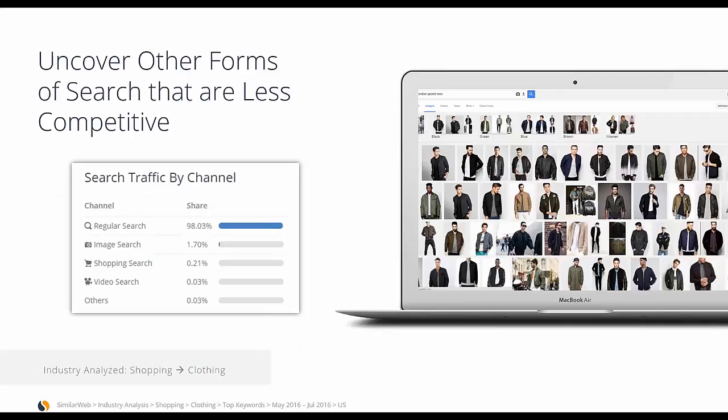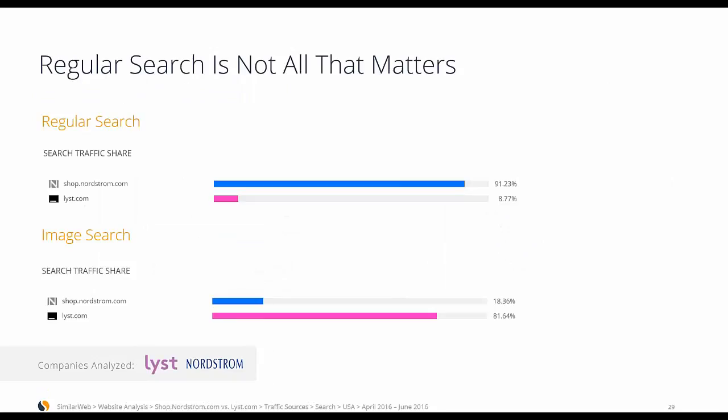The other thing you can do is use the other forms of search. So we've talked a lot about regular search, and also image search. Image search is great, especially for certain industries. In the technology industry, people want to see what the phones look like. In the clothing industry, it's very important. People want to see what the latest trends are.